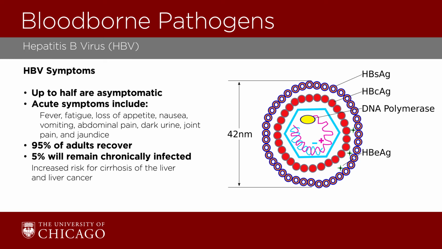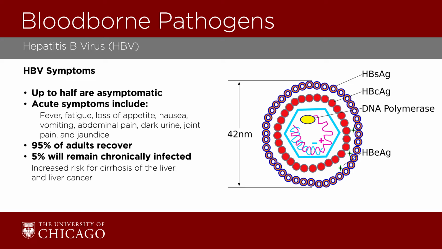Up to half of all hepatitis B cases are asymptomatic, and many cases do not get reported. Common symptoms that are experienced include fever, fatigue, loss of appetite, nausea, vomiting, abdominal pain, dark urine, and jaundice, the yellowing of the eyes and other mucous membranes.